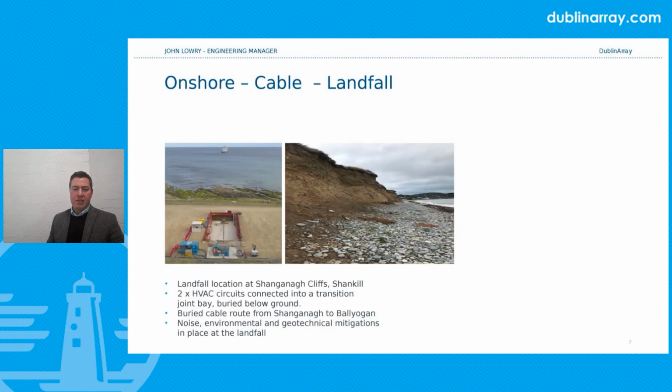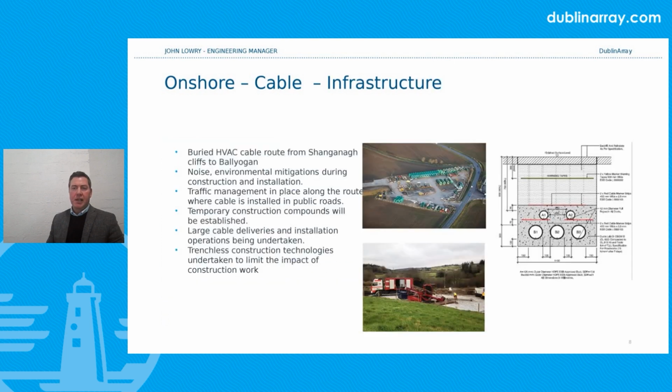The landfall location at Shanganagh Cliffs, Shankill, will see 2 high voltage AC circuits connected into a transition joint bay, buried below the ground, which will be reinstated once complete. From here, the cables will be fully buried for the entire route from Shanganagh to Ballyogan substation and on to Carrickmines transmission station, the grid connection point. The onshore emerging preferred cable route length is approximately 8 kilometres long and routed primarily within the road network and entirely underground. The cables will be designed and constructed to meet the National Electricity System standards.